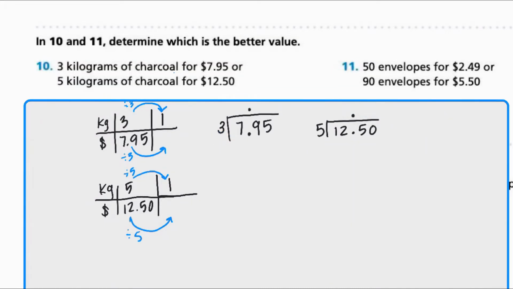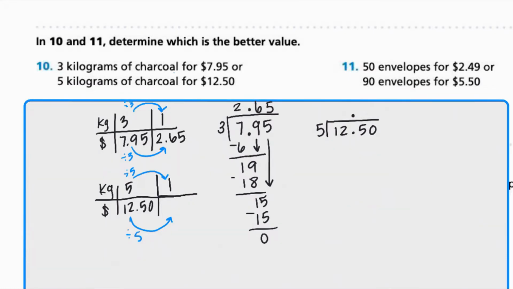Okay? Now we're going to start with this one. 3 goes into 7 2 times. Not evenly, so we'll see what's left. Bring down our next place value. 3 goes into 19 6 times, so then we have 18. 1 left over. Next place value. And that goes in 5 times. And finally, we've reached the end. So this one is going to end up being $2.65 per kilogram.